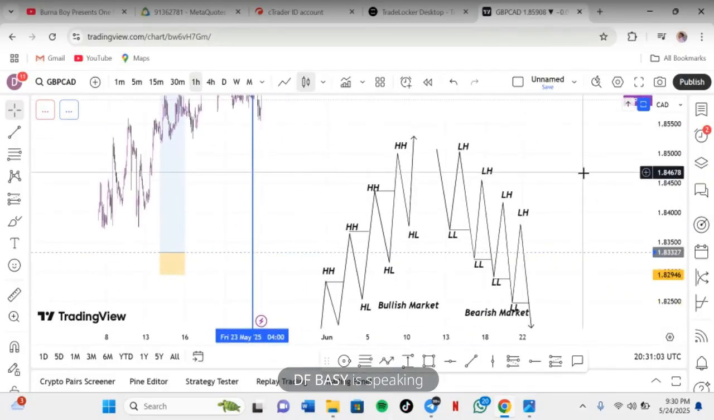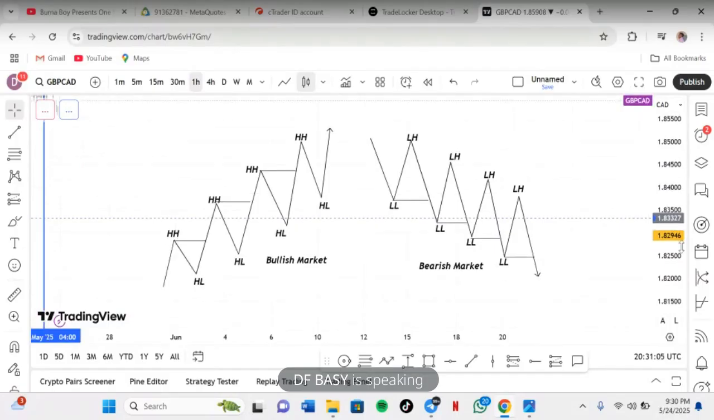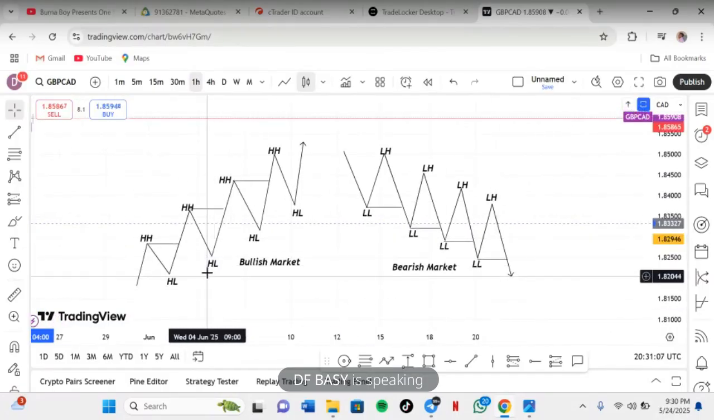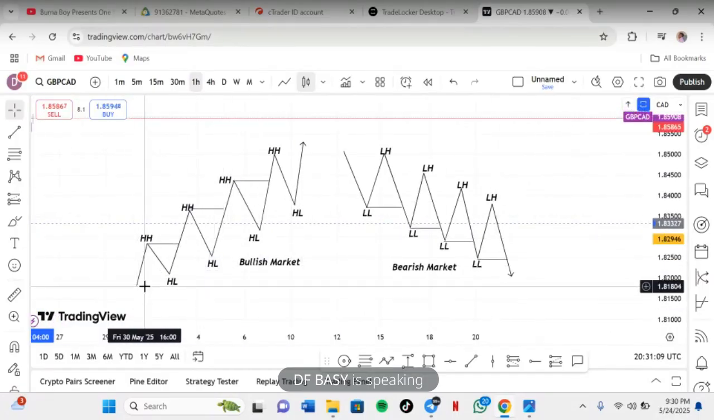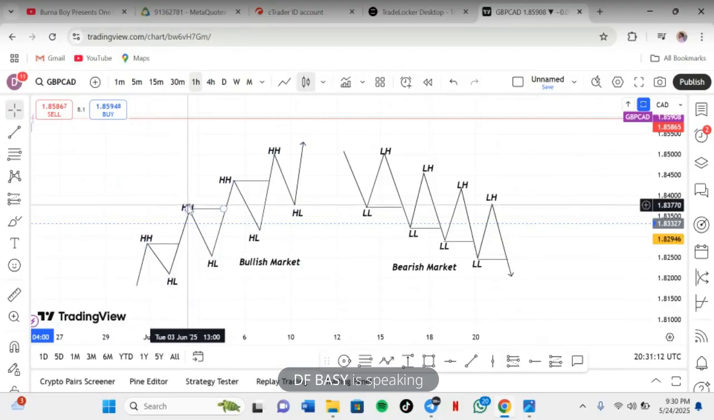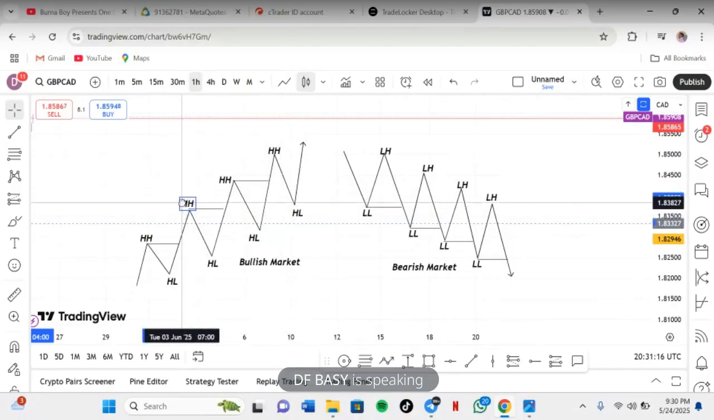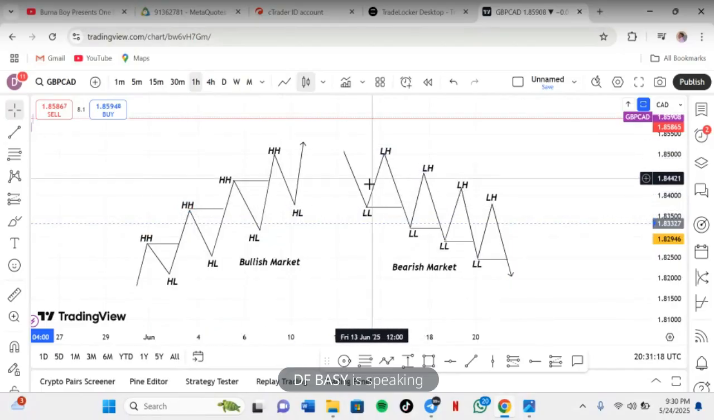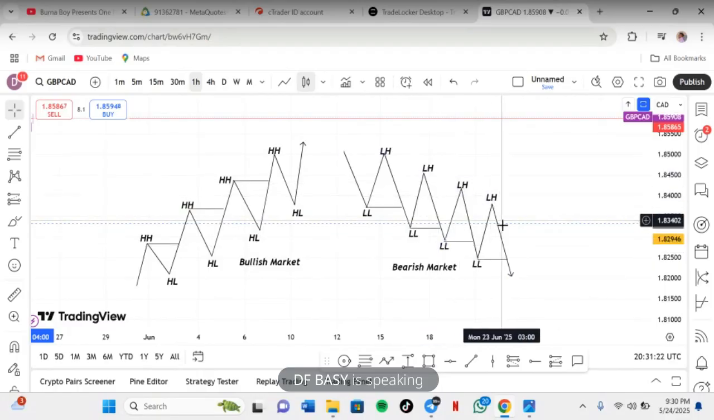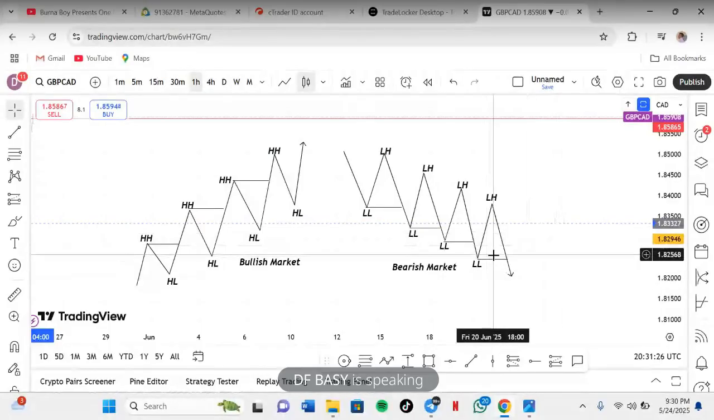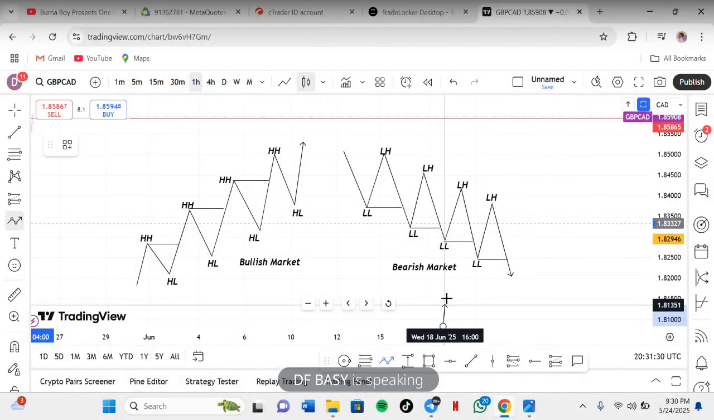Okay, the GBP chart. So this is it. Remember, I told you guys when you're looking at the bullish market structure, what are you looking at? You're looking for higher highs and higher lows. Then in the bearish market structure, you're looking for lower highs and lower lows. Then the market descends like that to the downside. So this is basically how market structure looks like.